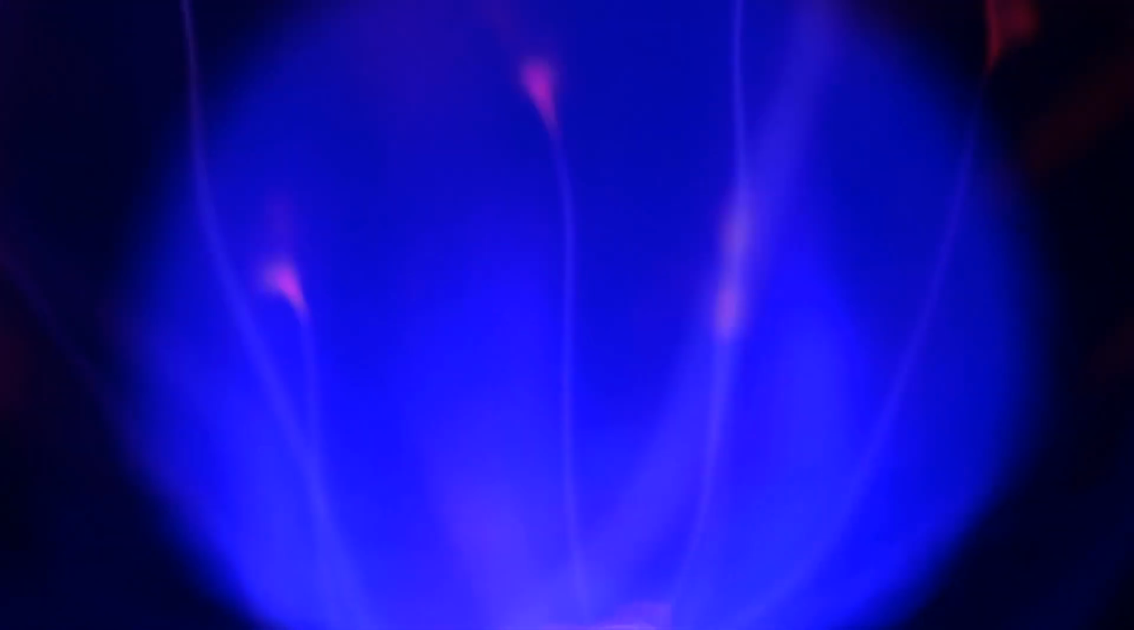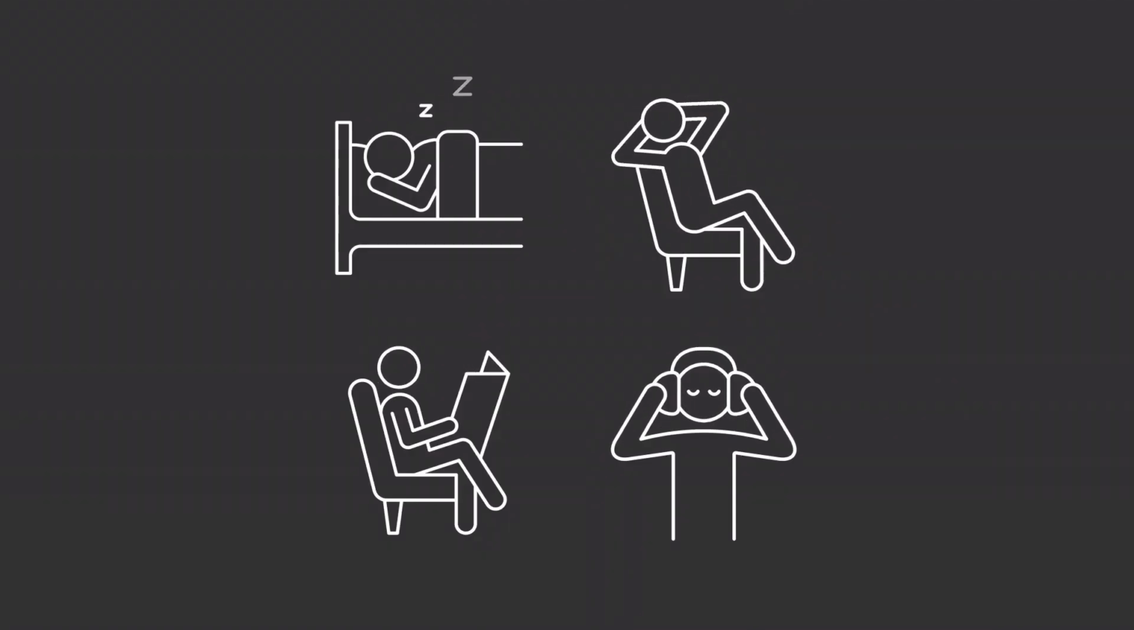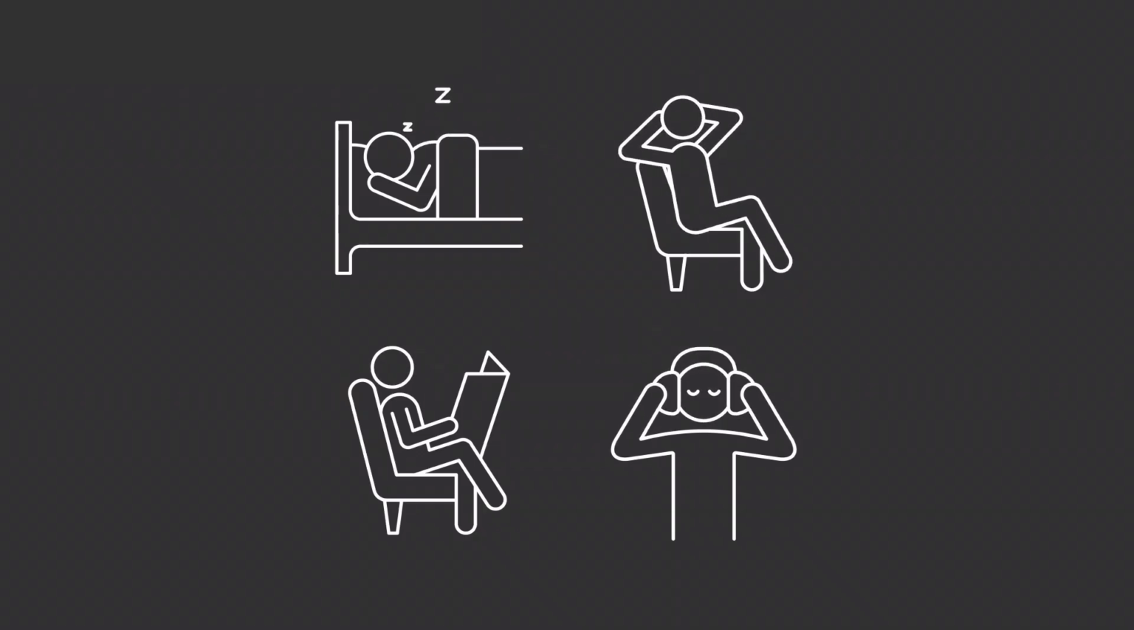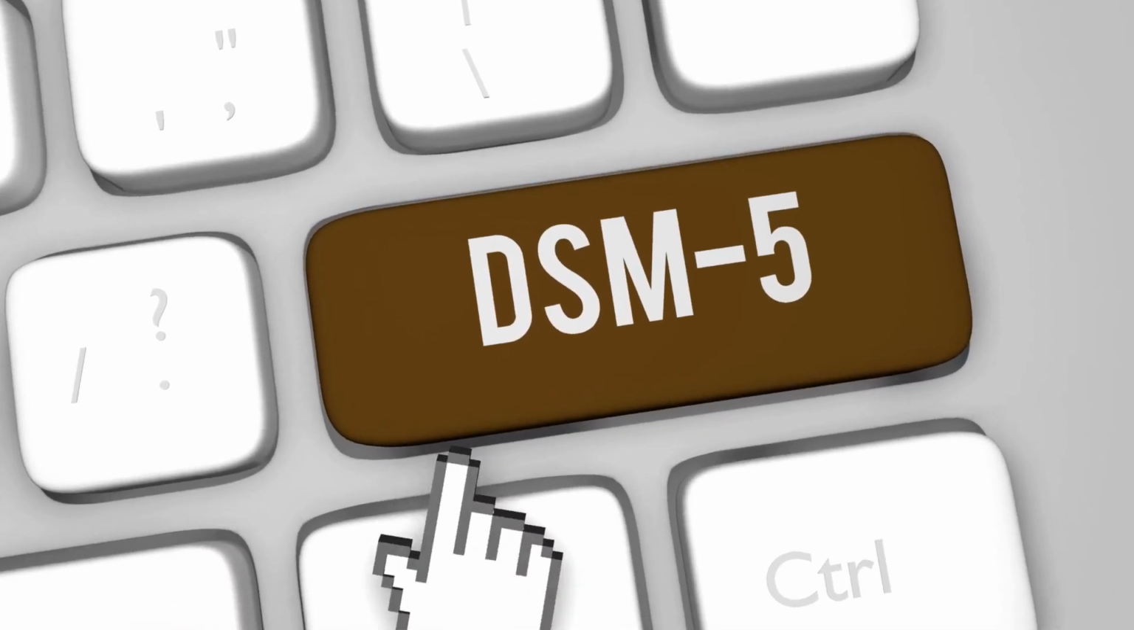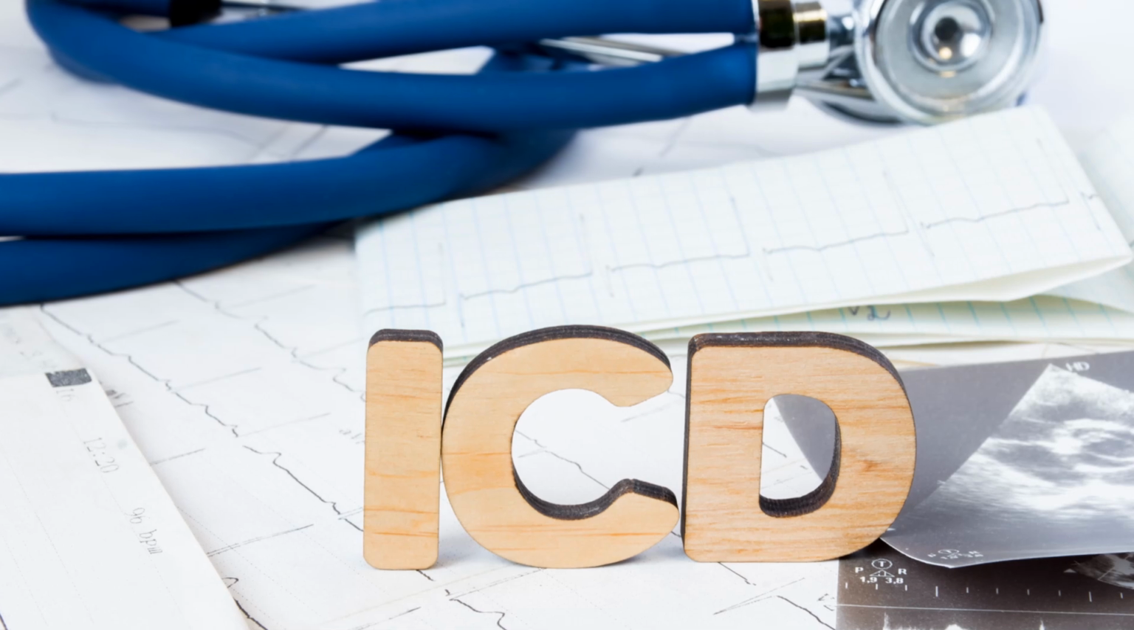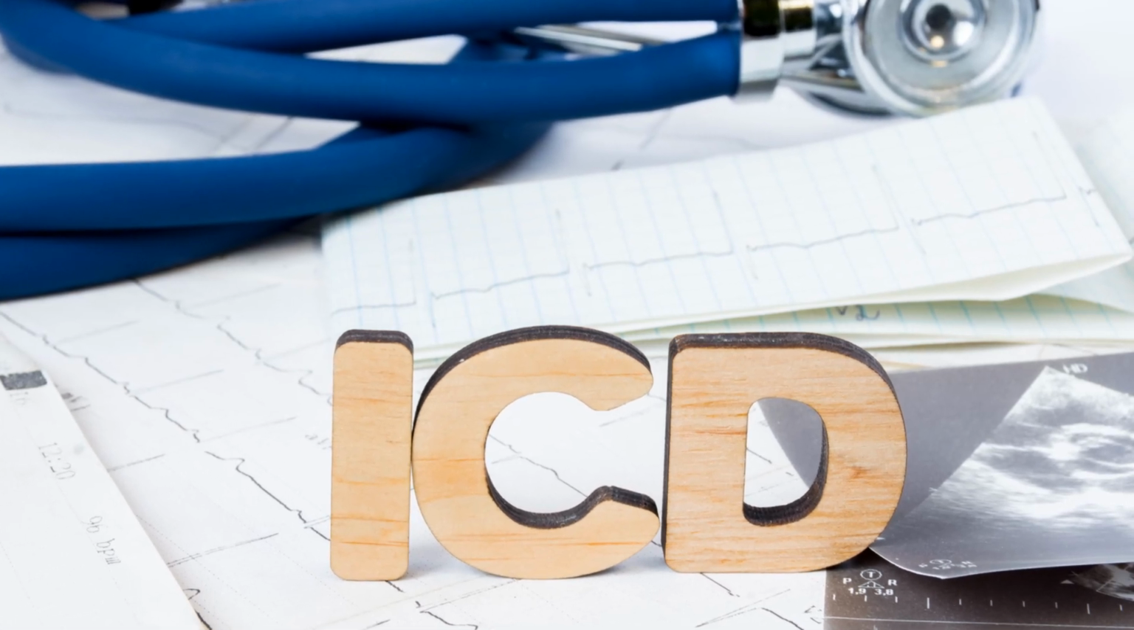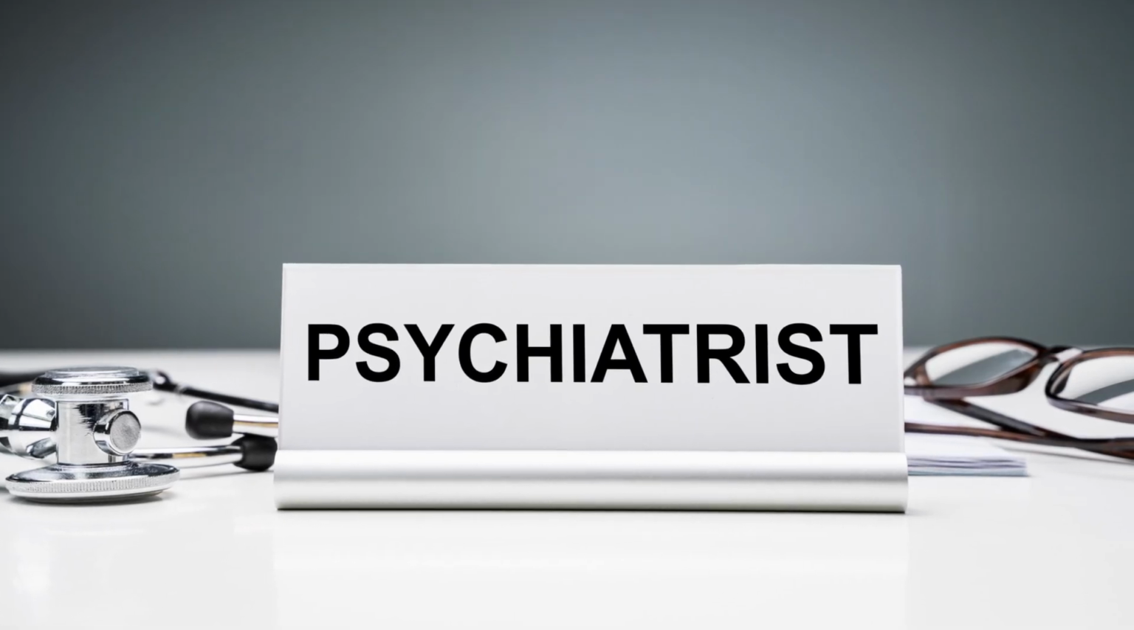Bipolar 2 involves at least one hypomanic episode and at least one depressive episode. The hypomanic episode is less intense than a manic episode, but still includes increased energy, irritability, and talkativeness. However, it does not cause serious disruptions to daily life. Some people with bipolar disorder may experience mixed episodes, where they rapidly shift between manic and depressive symptoms. Note: for more detailed diagnostic criteria, please refer to the DSM-5-TR or ICD-11, the classification systems used by mental health professionals.